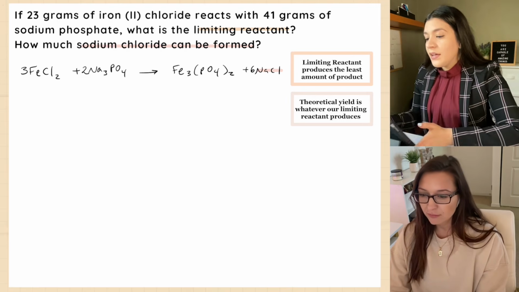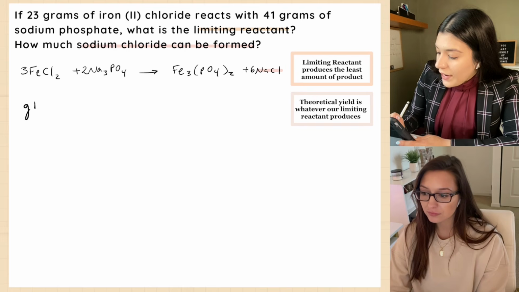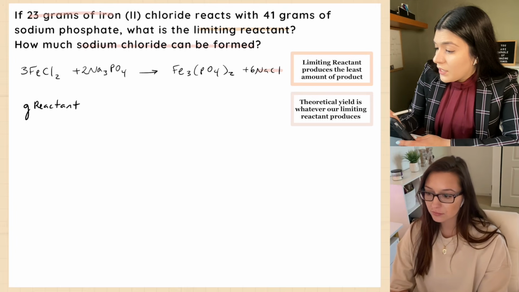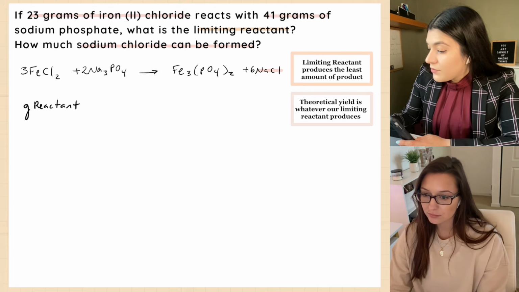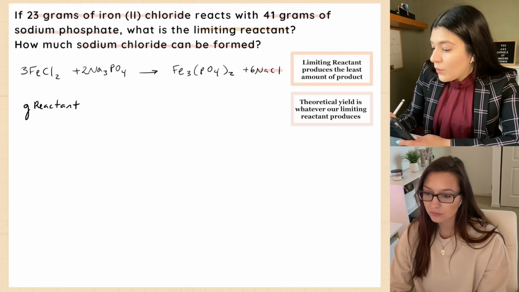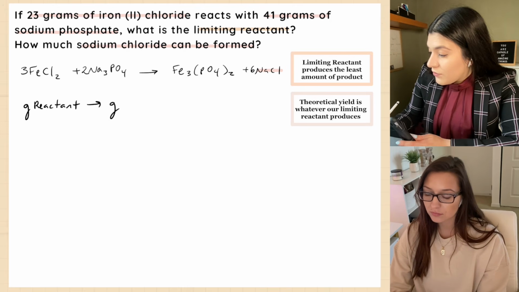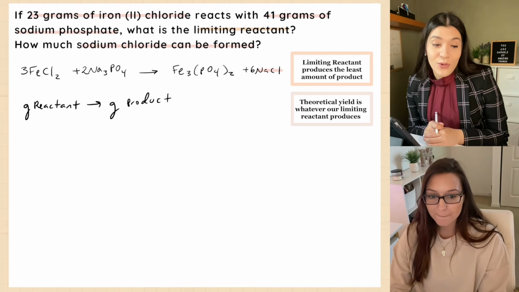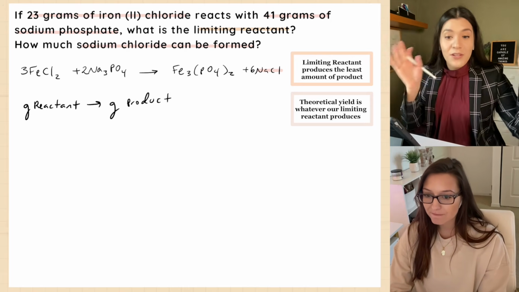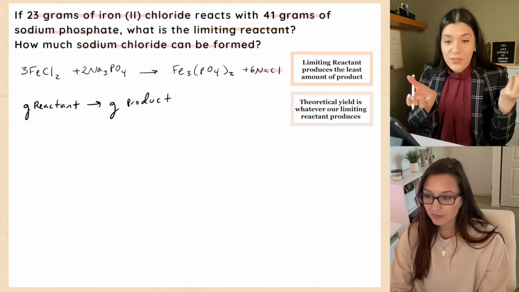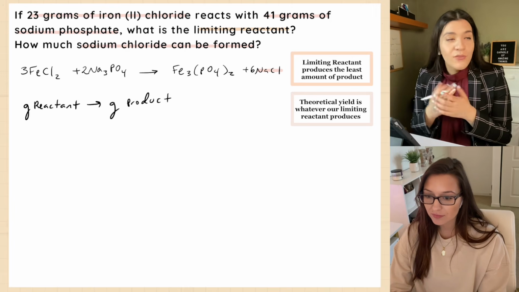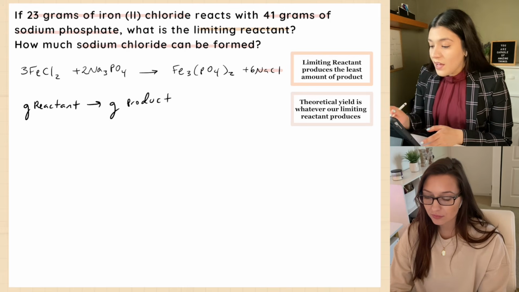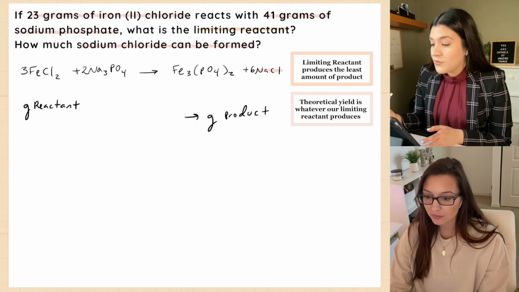How we do that is we're going to take the grams of each reactant that's given, and we have two reactants, right? We were given the mass of two different reactants. And then we're going to make our way to the grams of the product. So this is going to be a long process, and it's going to be a bit more stoichiometry. We can't just magically go from the grams of a reactant to the grams of our product, right? There's no one conversion factor that can take us there.